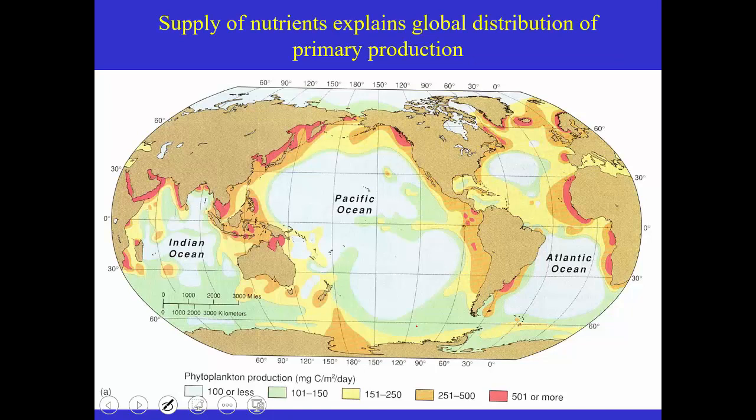Okay, so that goes a long way. The nutrients go a long way to help us understand what's happening with the global distribution of primary production. And this is a contour map taken, I think, from Parsons and Lalli, one of the textbooks that I recommend that you take a look at that's online.